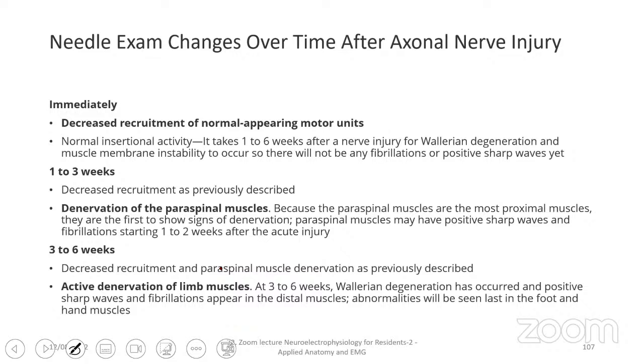Denervation of the paraspinal muscles: because the paraspinal muscles are the most proximal muscles, they are first to show signs of denervation. Paraspinal muscles may have positive sharp waves and fibrillations starting 1 to 2 weeks after the acute injury.